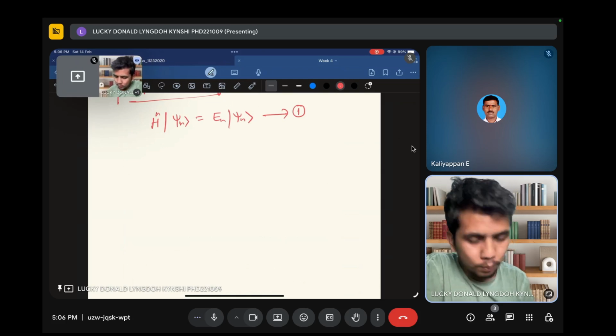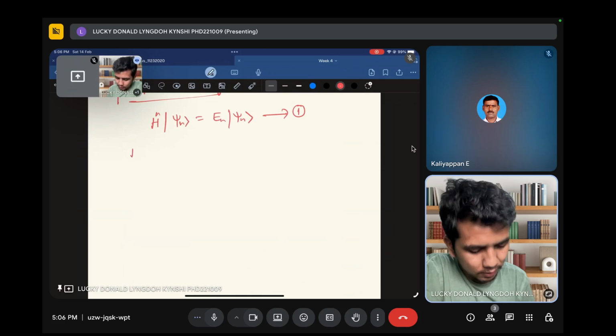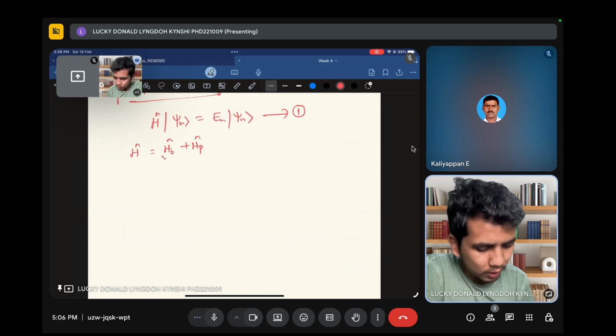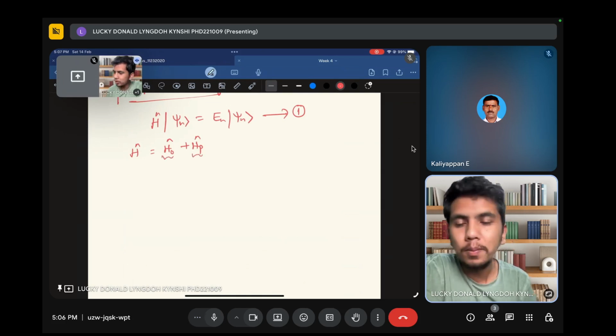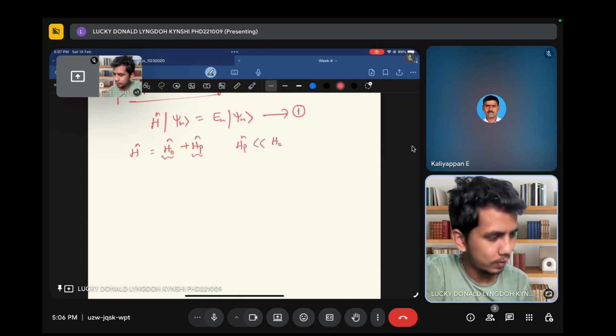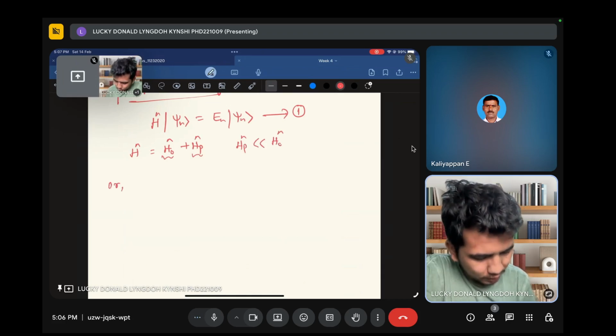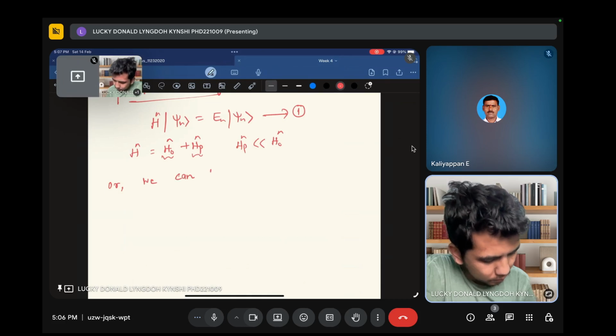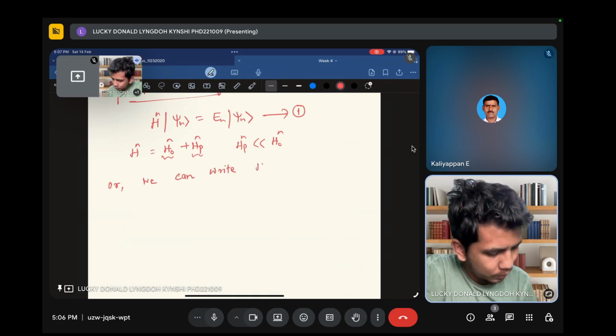But what happens is that in most real situations, you will encounter a Hamiltonian that is H naught plus HP. H naught is your original Hamiltonian, and HP is your perturbation Hamiltonian. This HP is very small compared to your H naught, or we can write HP as lambda W, where lambda is very much less than 1.